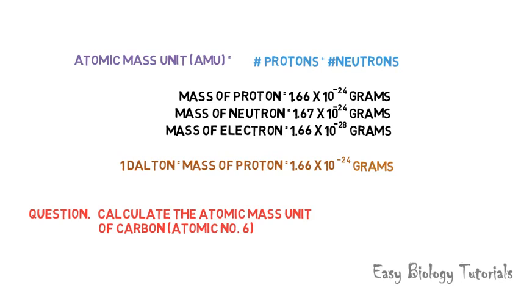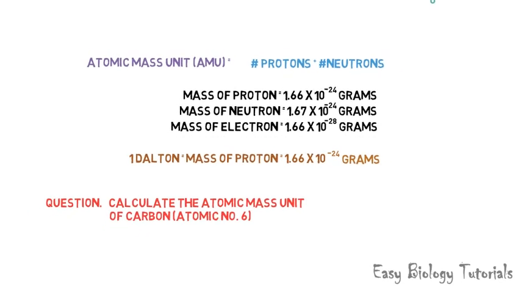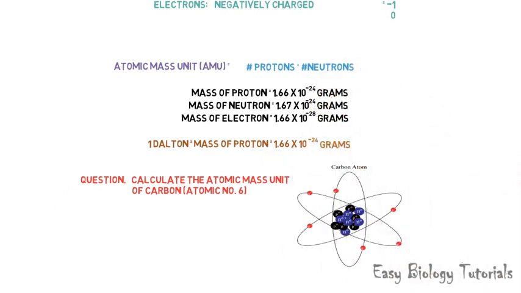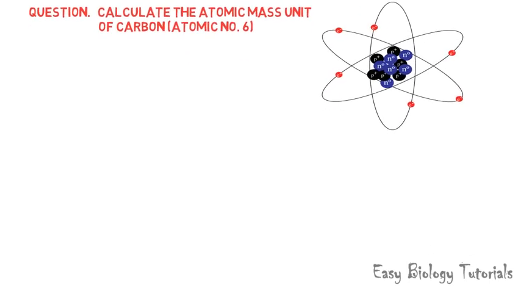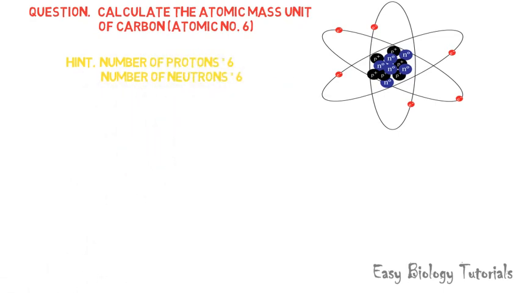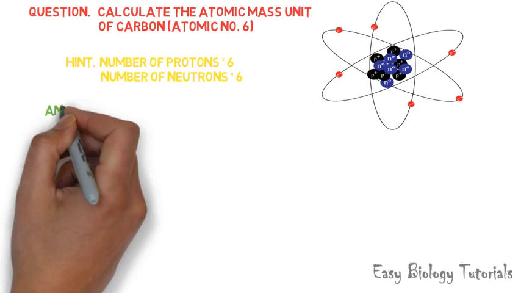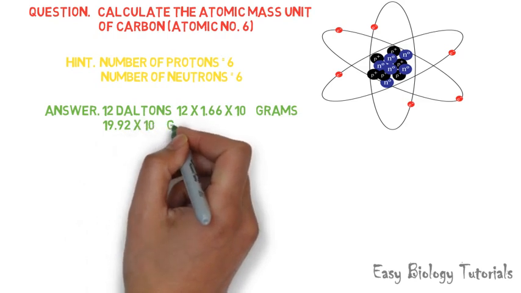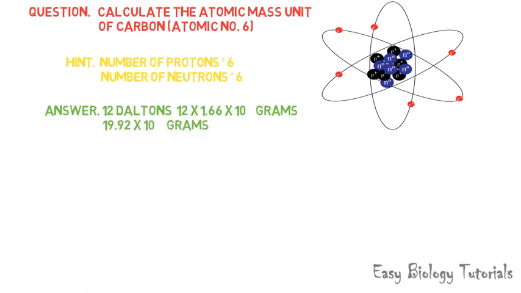Calculate the atomic mass unit of carbon. Atomic number is 6. Here we can see an atom of carbon. In the nucleus, the 6 protons and 6 neutrons are present. It is our hint. The number of protons is equal to 6 and number of neutrons is equal to 6. So we know atomic mass unit is calculated by number of protons plus number of neutrons. So our answer will be 12 Dalton. And if we need to calculate in grams, then 12 into 1.66 into 10 raised to power minus 24. Answer will be 19.92 into 10 raised to power minus 24 grams.